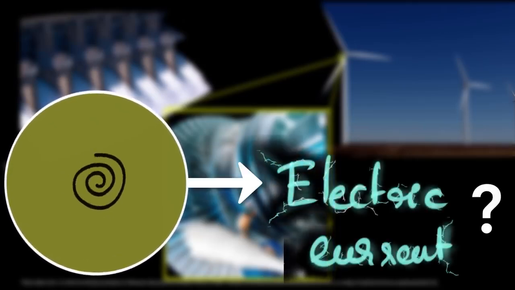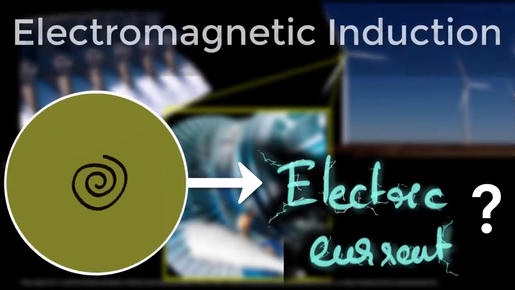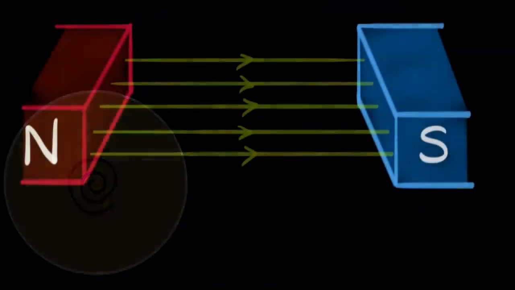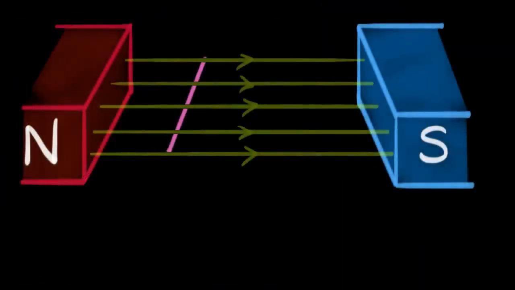Well, the technology is based on electromagnetic induction, discovered by Michael Faraday more than 200 years ago. The basic idea is that if you take a wire and move it up or down inside a magnetic field, it induces an electric current.